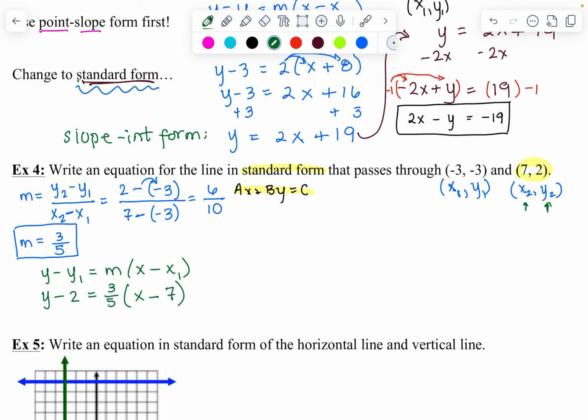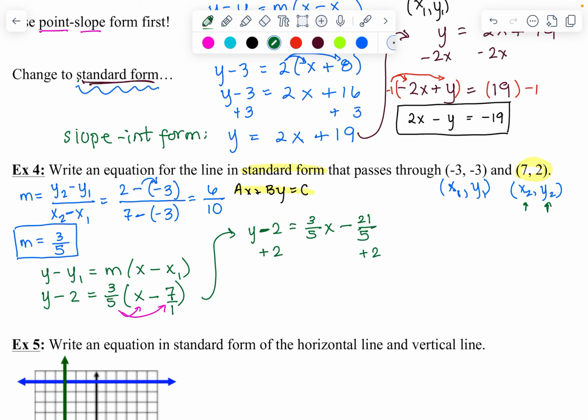Okay, so now I can go ahead and apply the distributive property. Continuing the problem up here, I have y minus 2 is equal to 3/5 x minus 21/5. So just take that 7, put it over 1, multiply your numerators, multiply your denominators, and there you have it. But now I have to add 2 to both sides.